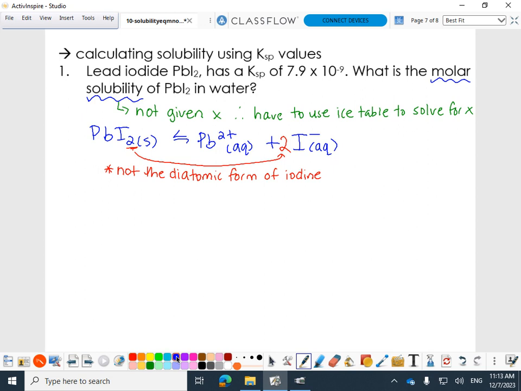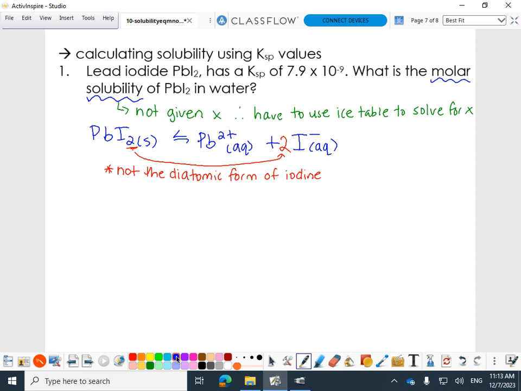In fact, not only is it not the diatomic form, none of them ever will be. That means gaseous diatomic molecules, that's not what we're talking about here. Dissolving in water makes aqueous ions. So last year, if you were ever like, "Ugh, why is she forcing us to write the aqueous? What does it matter?" This is why it matters, okay?